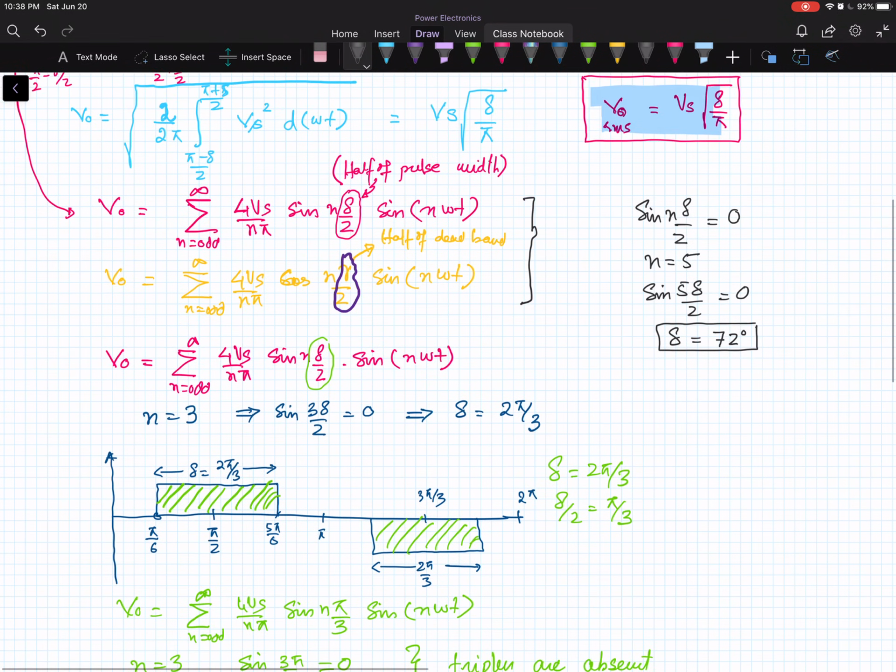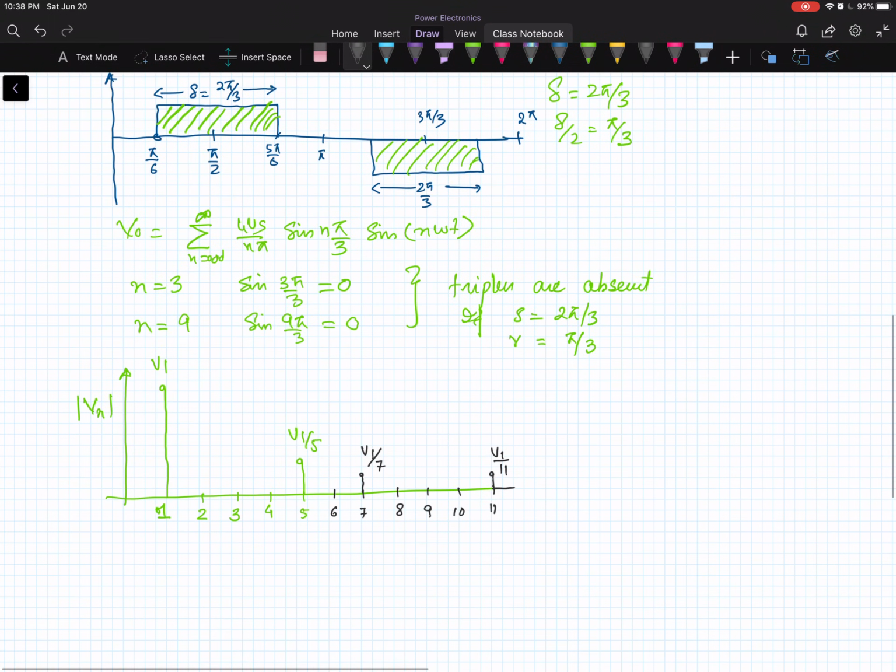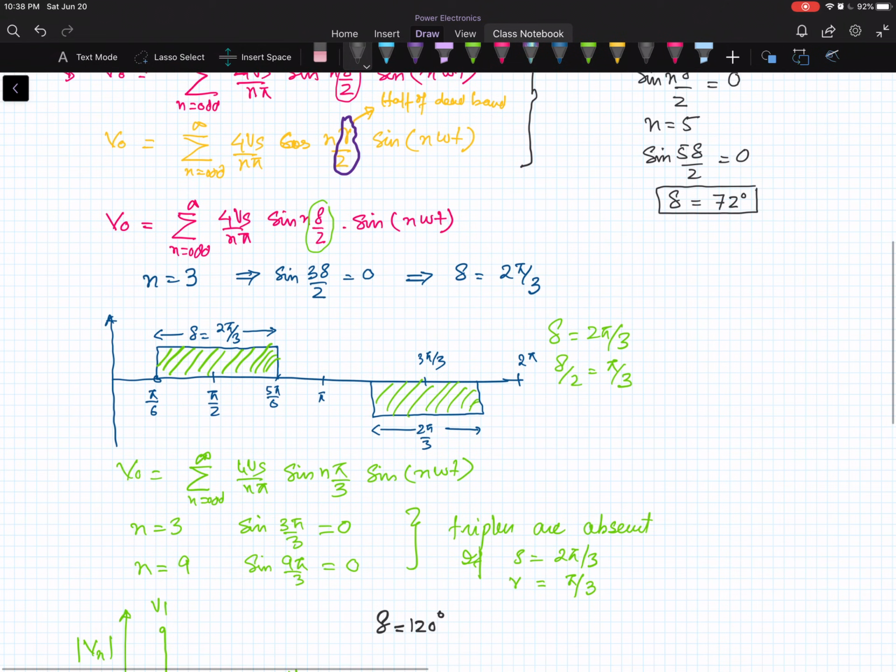So by changing the width of the pulse, you can cancel one particular set of harmonics from the output voltage waveform. For the pulse width of 120 degree, we have cancelled the third harmonic. For the pulse width of 72 degree, we will be cancelling the fifth harmonic and its multiples.